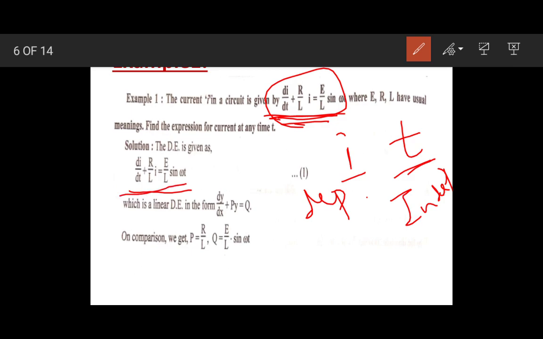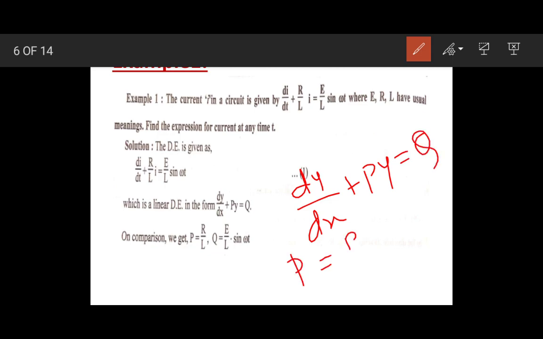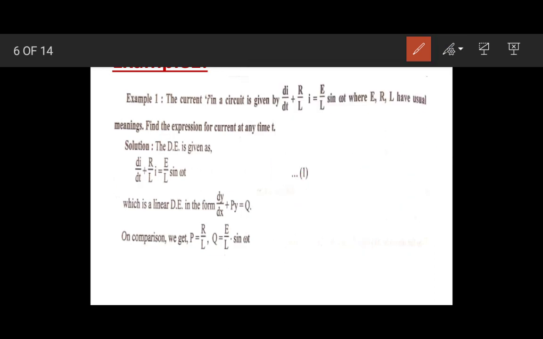As you can see, this is in the form of a linear differential equation. A linear differential equation is of the form dy/dx + Py = Q, where P is R/L and Q is (E/L) sin ωt. So let's solve this linear differential equation.